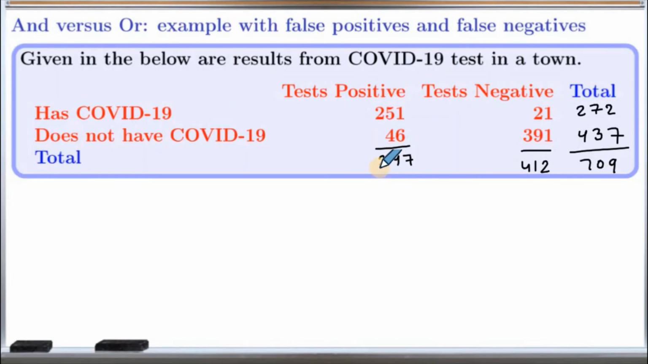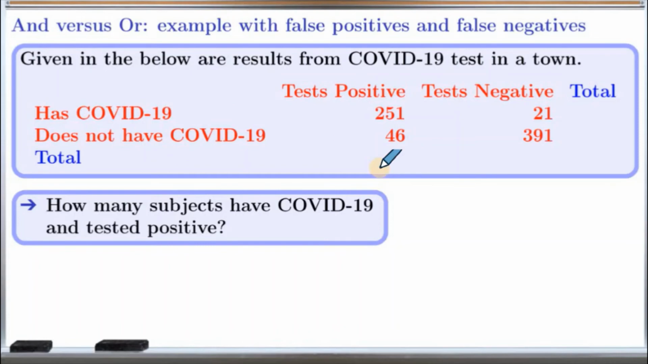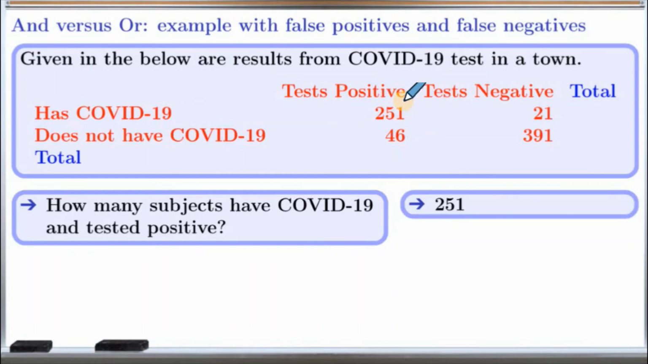Now reading out the table, let's try to answer few questions. So here we have to find how many subjects have COVID-19 and tested positive. So for us to answer this question, we have to look at this table here. So we need to find out how many subjects have COVID-19 and tested positive. So it would be 251.